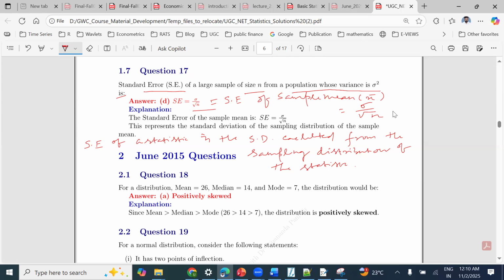Yes, sir. So basically, if the x bar, which I have written over here, represents the mean calculated from a random sample of size n, and the standard deviation of the population is sigma, then the standard error of the sample mean is given by this formula. Okay, is it clear? Yes, sir.